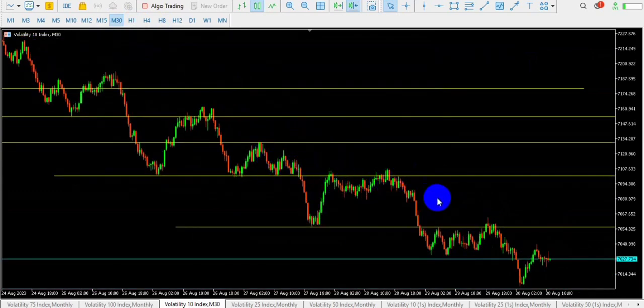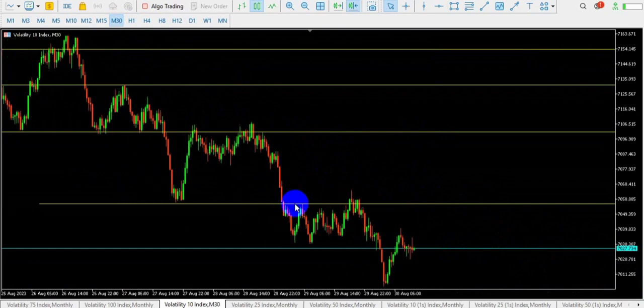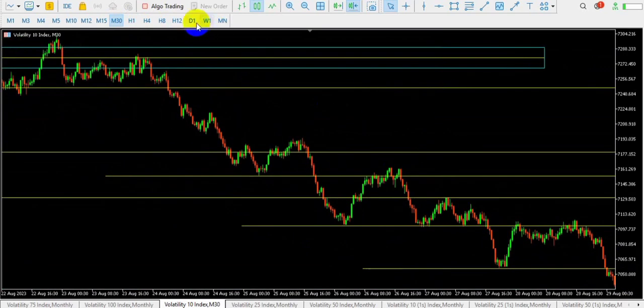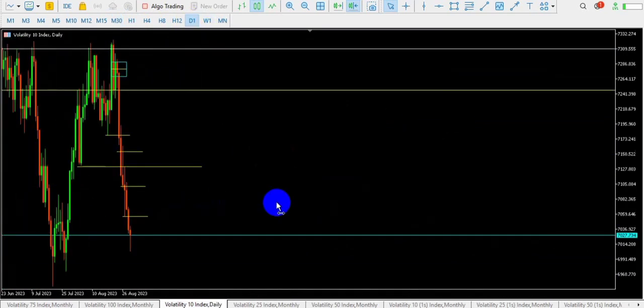Look at that, until we get here. So this was what makes the price go down into this drawn liquidity. This was the drawn liquidity, mind you. This one, I'll highlight it. So when we go into a lower time frame, I'll highlight it for you. So this was the drawn liquidity.